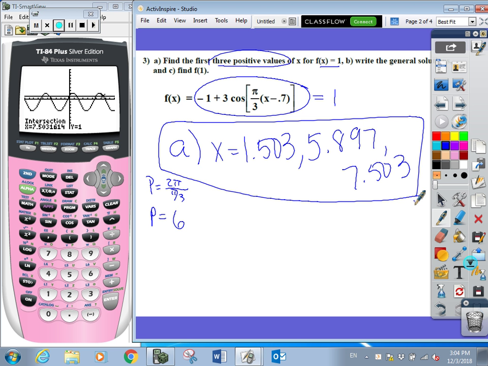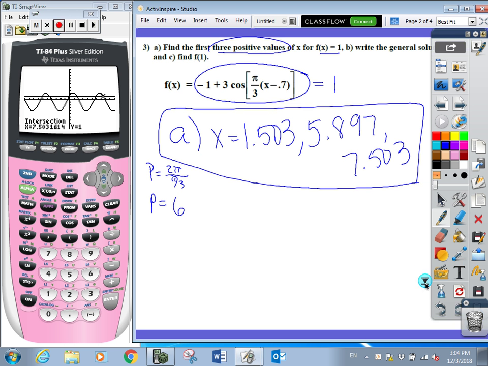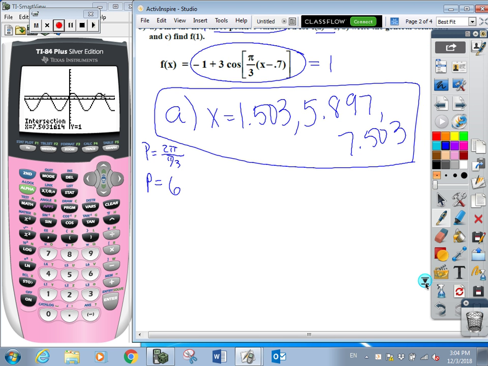All right, now for write the general solutions. So the general solutions are going to be these two. See how these two we found, everything else is just going to repeat. It's going to keep repeating. So we don't even really need to do any work other than use those first two and add the period in. So 1.503 plus the period, we just found the period to be 6n.